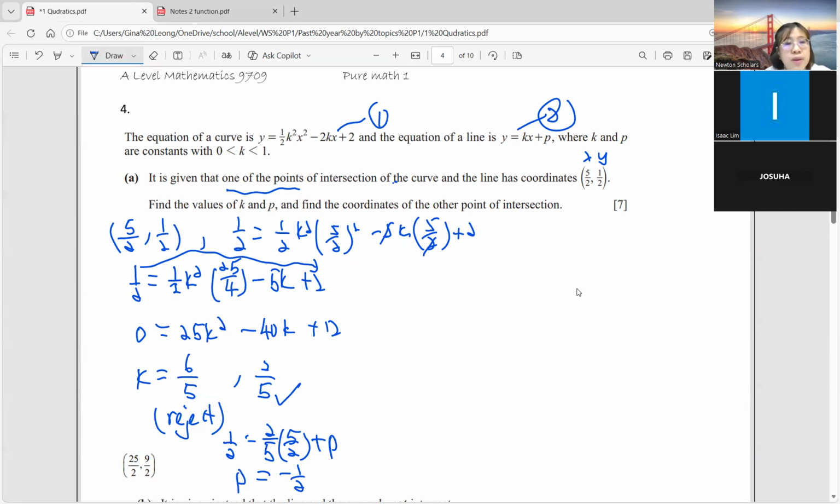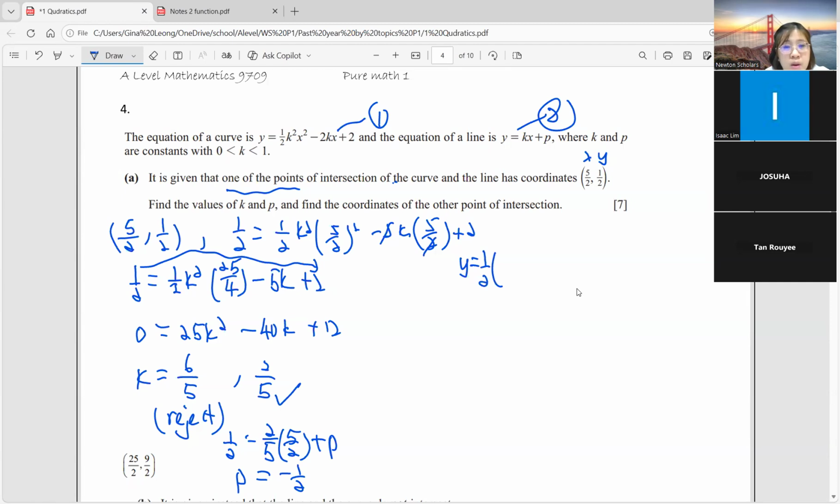Okay, so we already have k and p. Now he asks you to find the coordinates for the other point. So you can straight away replace the k and the p into your equation. Okay, so I try to replace it. y equal to half, my k is 2 over 5, 2 over 5 square. Okay, here, this one.